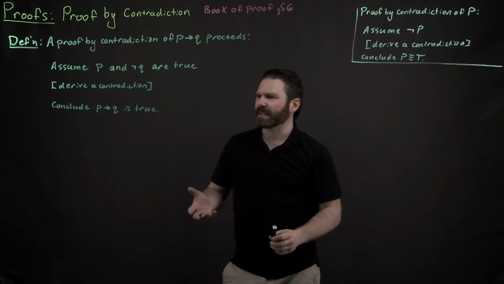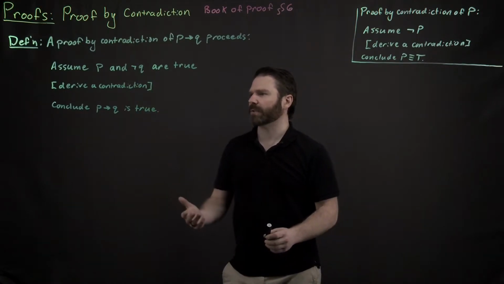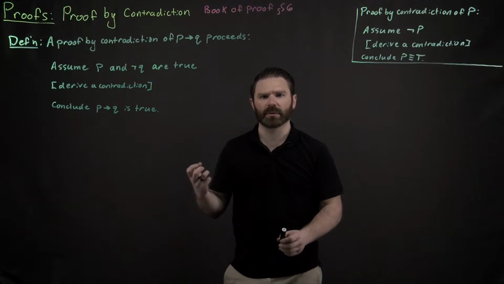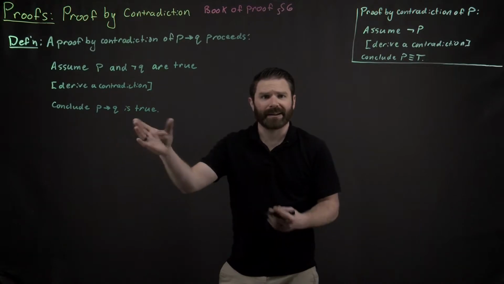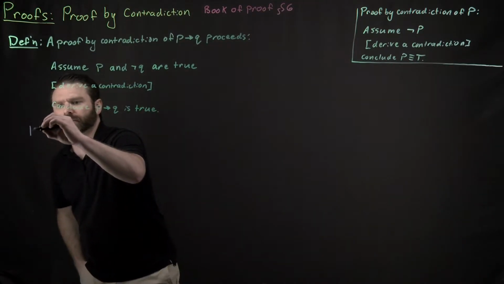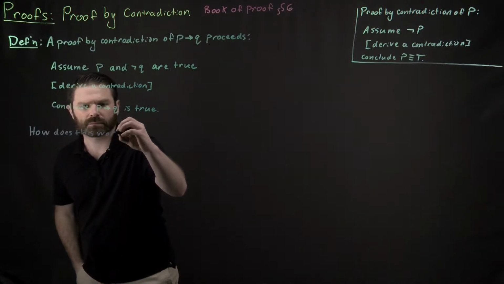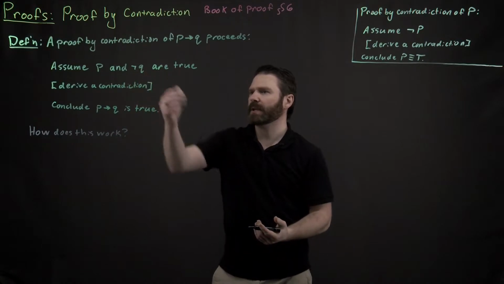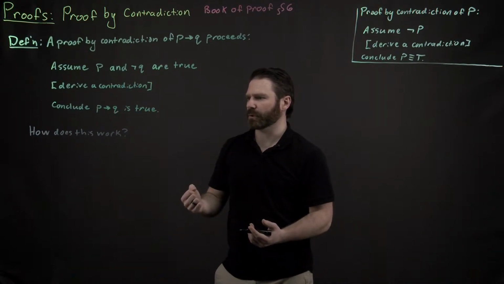Now this might seem like magic, right? How does assuming P and not Q and then deriving a contradiction lead to us being able to conclude that P implies Q is true? So I want to know specifically, how does this work? How is it a valid proof technique? How does assuming P and not Q are true, and then deriving a contradiction, allow us to make that conclusion?